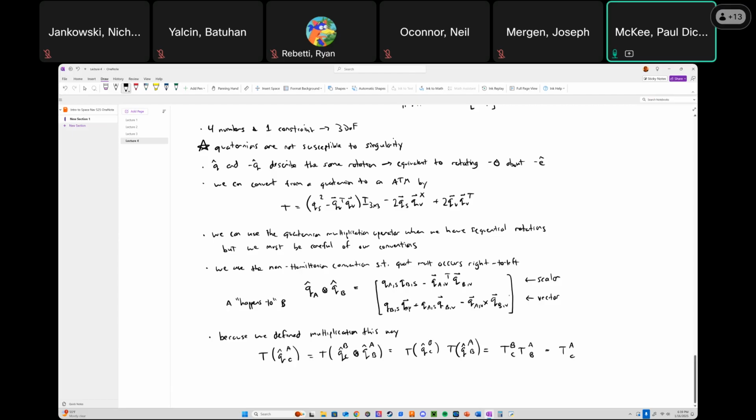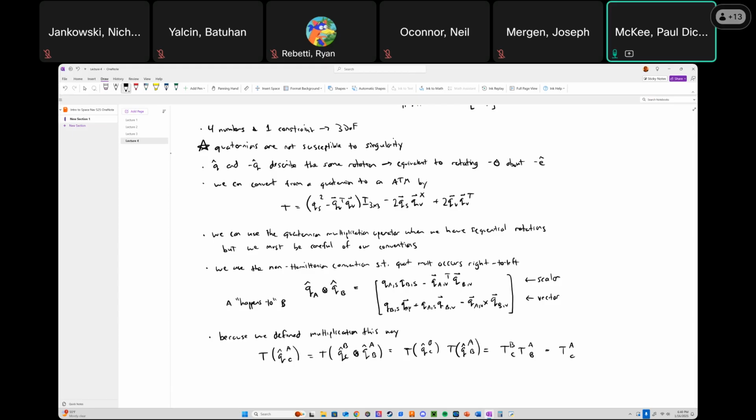So at any given one of these steps, you can convert from quaternion to attitude transformation matrix. The same basic idea applies. I'm also going to retry drawing that letter B because that's one of my worst letter Bs. I can do better than that. So the point is, it is right to left multiplication.